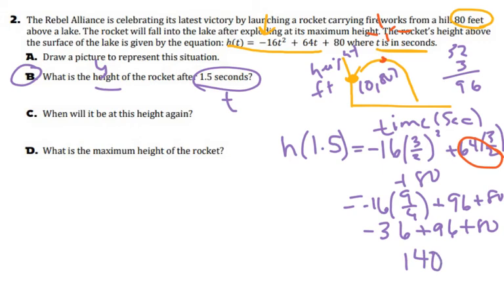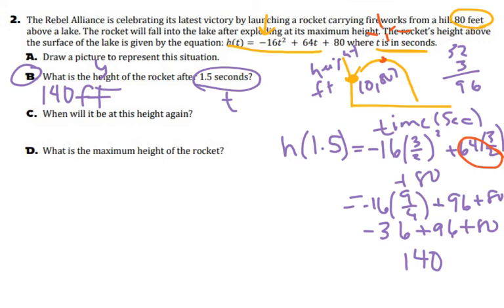And we are talking about height. So the answer to this question is 140 feet, according to this problem. At 1.5 seconds, or at time equals 3 over 2, the height of the rocket is 140 feet.